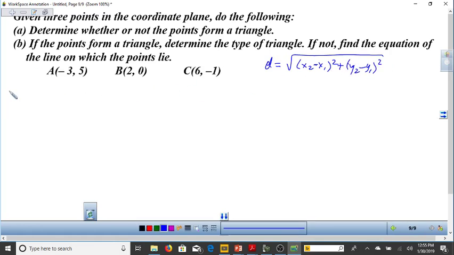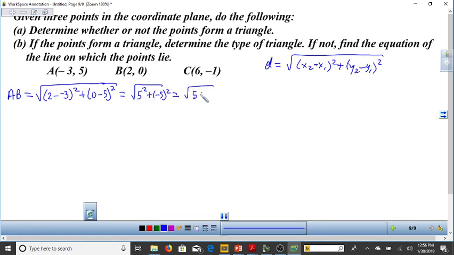So let's find the distance from A to B. The distance from A to B is the square root of, I'm going to use B as the second point, so I'm going to do (2 minus negative 3) squared plus (0 minus 5) squared. And we'll work that out. 2 minus negative 3 is 5, so we're talking about 5 squared plus negative 5 squared. And that gives us 25 plus 25, which is the square root of 50, which I can actually write as 5 square root 2.